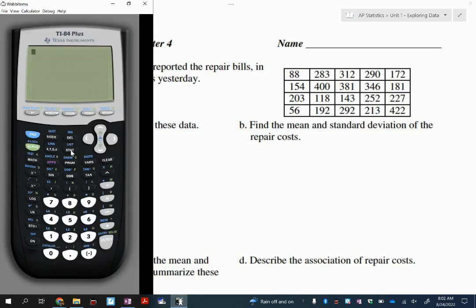I'm going to go to Stat, Edit, and type in all of these repair bills. 88. I get students every year that ask me, does it matter if I go rows first or columns first? It doesn't matter. You don't need to type them in order. I'm just going to go left to right. But again, if you decided to go up and down, no issues, right?